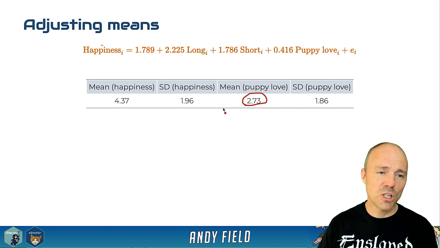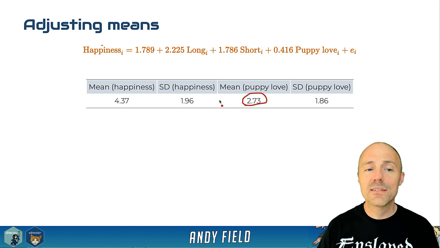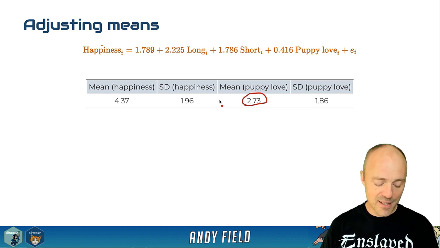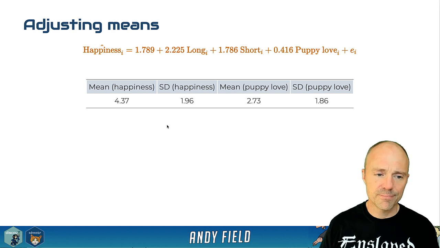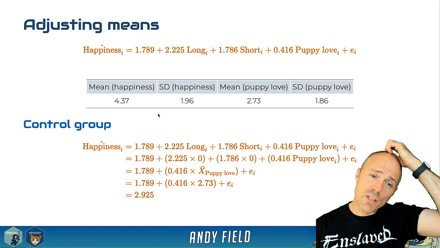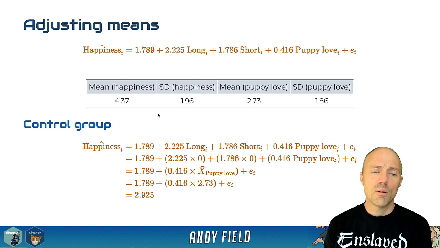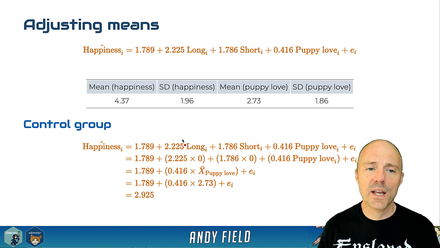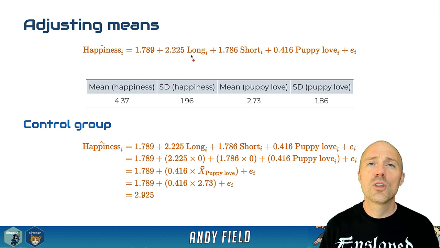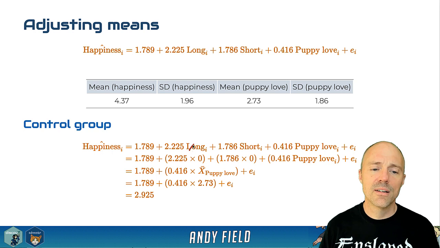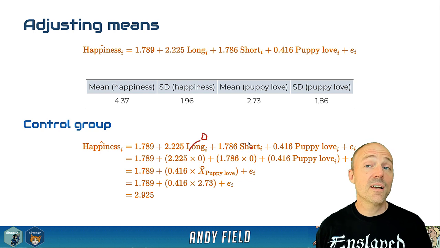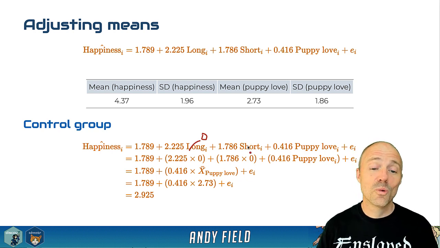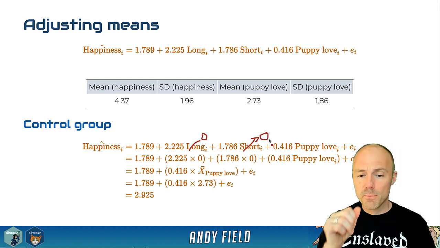So first off, let's have a look at what the predicted value of happiness would be in, say, the control group. If you're in the control group, the no puppy therapy group, we've just got the equation at the top here. But what can we get rid of in this equation? Well, we know that in the control group, the long dummy variable is coded with a zero. So we can slash out that long and replace it with a zero. Similarly, on the short dummy variable, anyone in the control group will be given a zero. So we can slash that out because we know it's a zero.